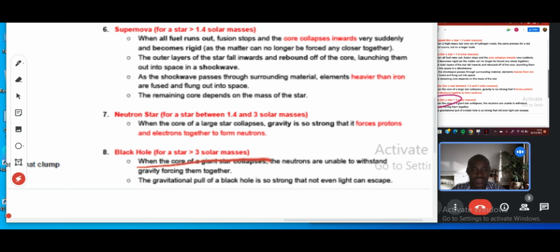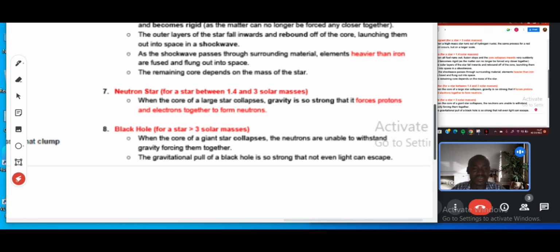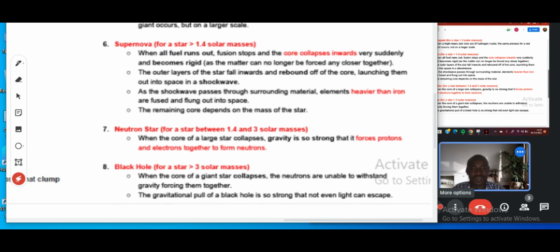So when the core of a giant star collapses, the neutrons are unable to withstand gravity, forcing them together. The gravitational pull of a black hole is so strong that not even light can escape. Okay, so that's a sequence of the formation of a star.